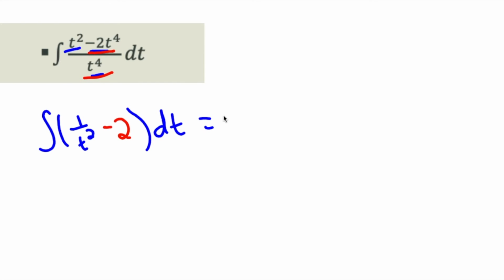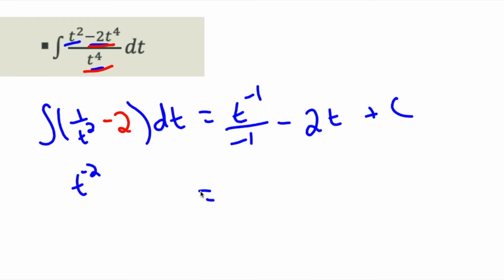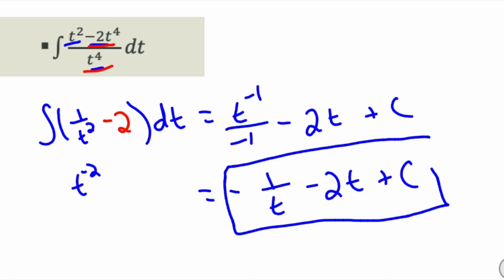Now take the integral of both of those separately. So what do I get? 1 over t squared, the integral of that. And again, that's where it may help you to rewrite that as t to the negative 2. Add 1 to negative 2, and then divide by that number. So t to the negative first divided by negative 1, minus the integral of 2 would be 2t. Throw a plus c at the end. And again, more than likely you will see the answer written as negative 1 over t minus 2t plus c. And that is your final answer for that example.